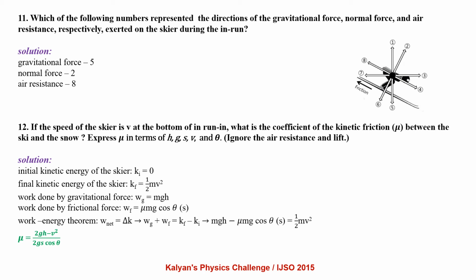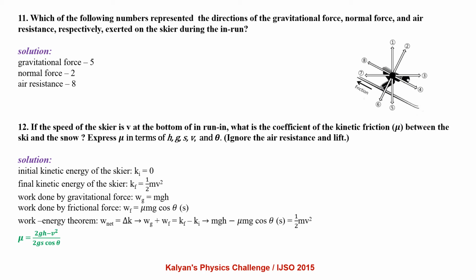If the speed of the skier is v at the bottom of in-run, what is the coefficient of kinetic friction between the ski and the snow? Express mu in terms of h, g, s, v and theta. Ignore air resistance and lift. Initial kinetic energy of the skier is 0. Final kinetic energy of the skier is half mv square.